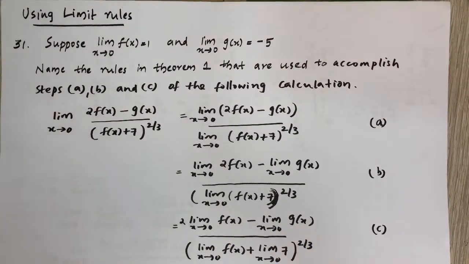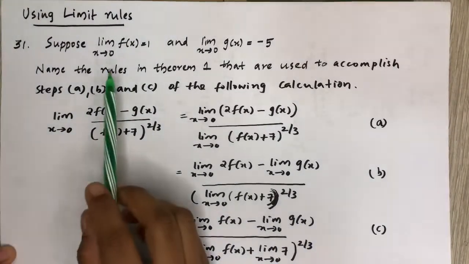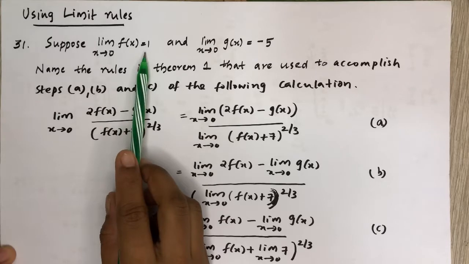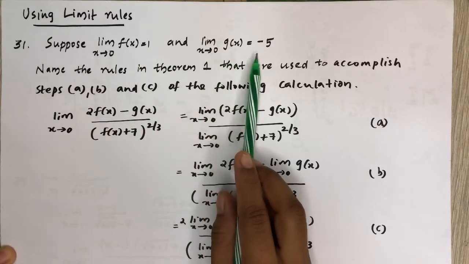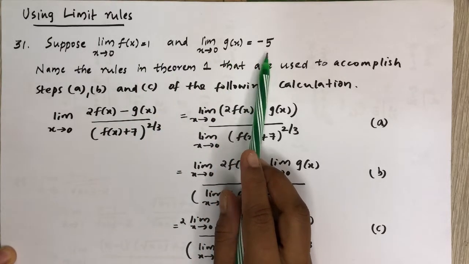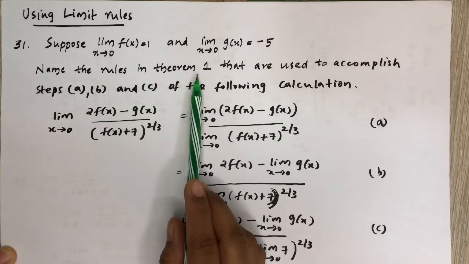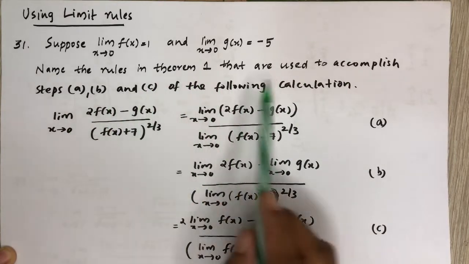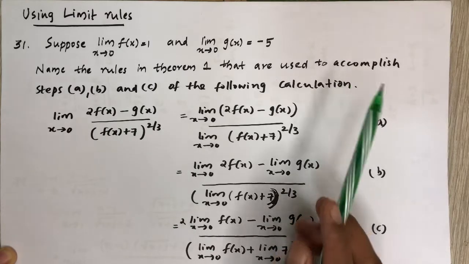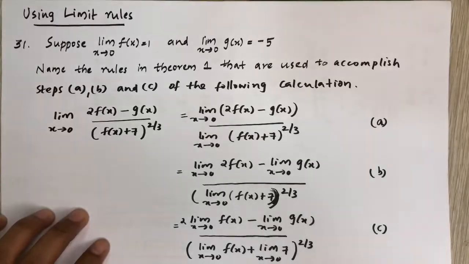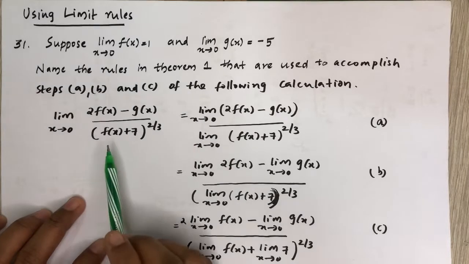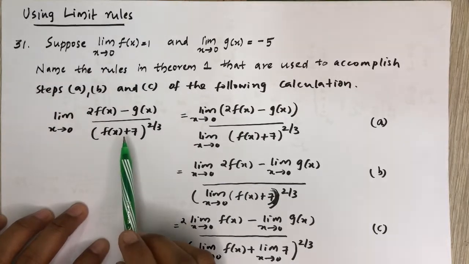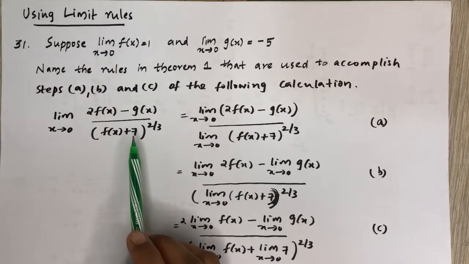The next question is, suppose the limit as x tends to 0 of f(x) is equal to 1 and the limit as x tends to 0 of g(x) is equal to minus 5. Name the rules in Theorem 1 that are used to accomplish steps A, B and C of the following calculation. A calculation is given here. We have to say which are the rules used in each step.